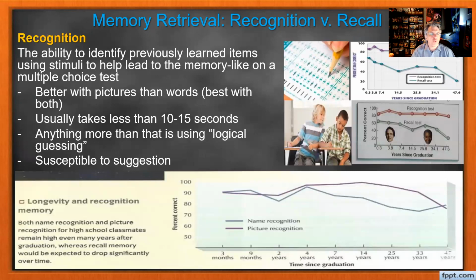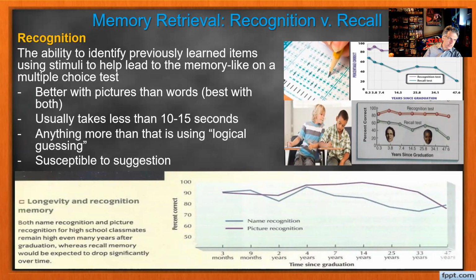What's easier for us is something called recognition. And recognition is that multiple choice test. We tend to do better with recognition than we do recall. You see recognition test scores versus recalls is a multiple choice test versus a fill in the blank. Because again, with fill in the blank, you've got to go through your entire brain, versus recognition, I just have to look at a particular answer.